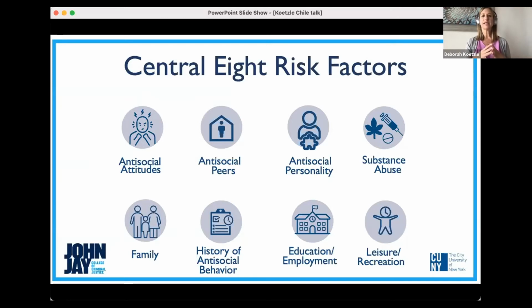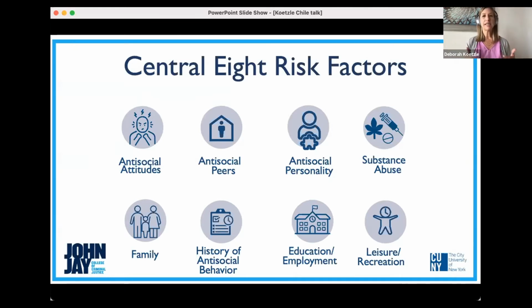So it assesses for the presence of antisocial attitudes or thoughts that are supportive of criminal behavior. If I don't think that it's a problem to use violence when I feel disrespected, then I'm going to use violence when I feel disrespected. Or if I think that it's okay to use drugs because everyone does it, then I'm likely to continue using drugs.